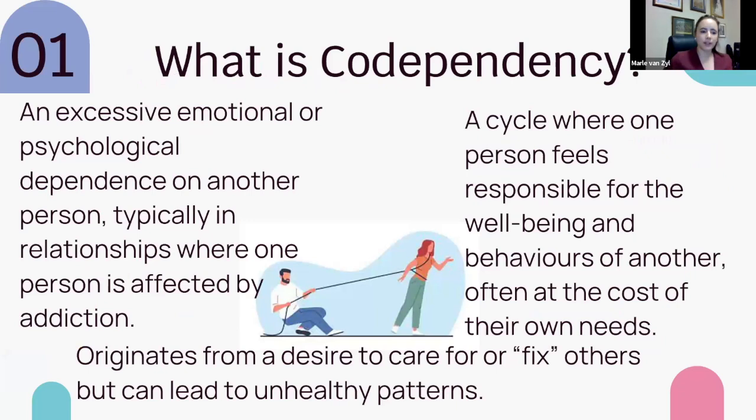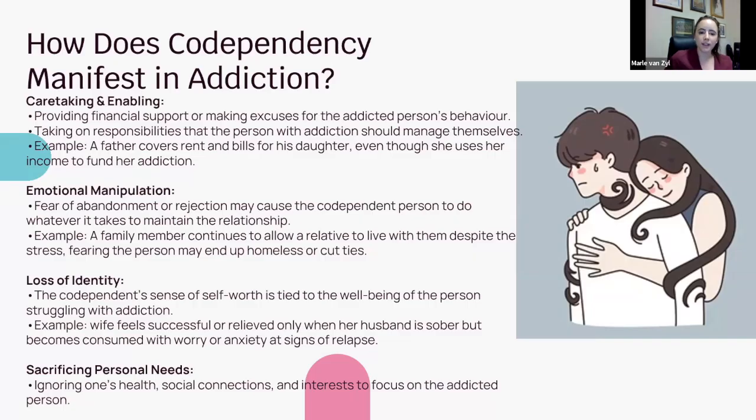Okay, so what is codependency? Codependency is an excessive emotional or psychological dependence on another person, typically in a relationship where one person is affected by addiction. It's a cycle where one person feels responsible for the well-being and behaviors of another, often at the cost of their own needs. It usually originates from a desire to care for or fix others, but can lead to unhealthy patterns.